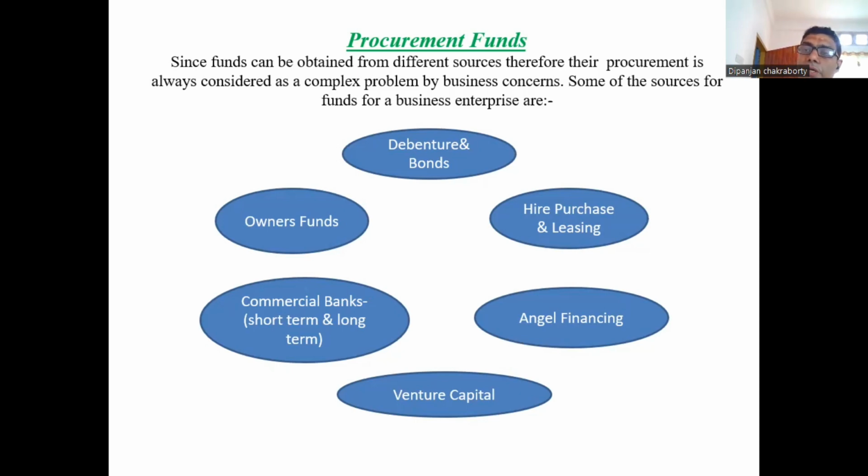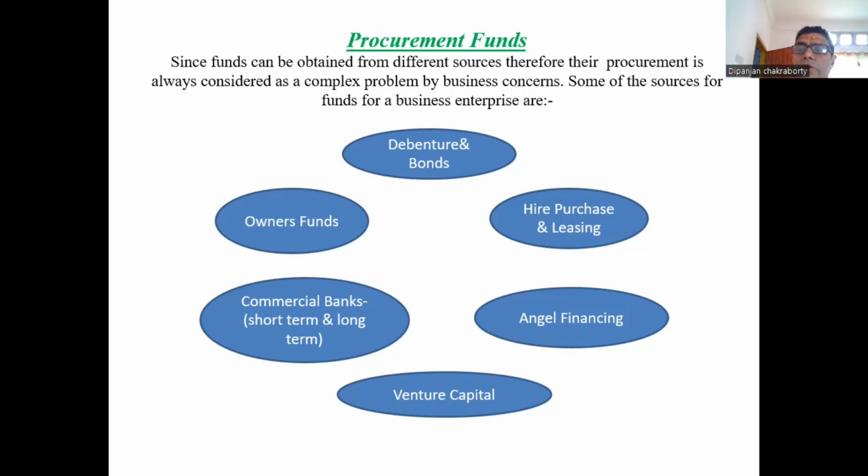A firm can take loans from the banks. Loans may be in the form of short-term loans and long-term loans. A firm can depend on angel financing. A firm can depend on venture capital. Nowadays, these two concepts, angel financing and venture capital, are very popular.